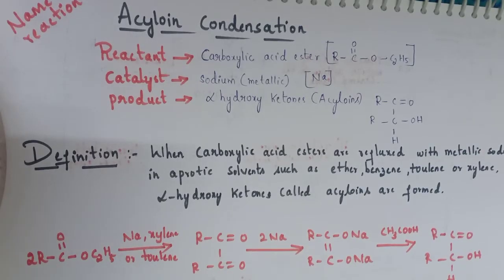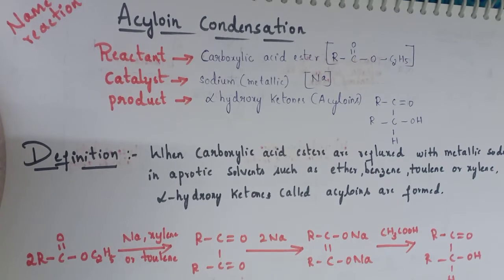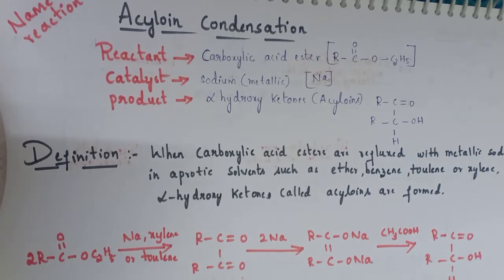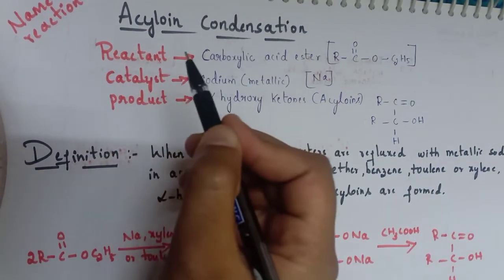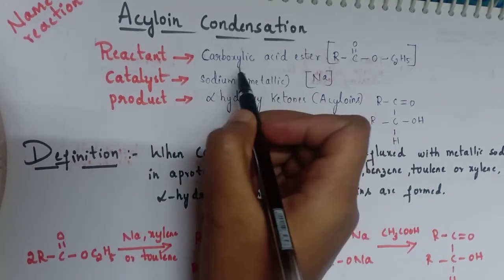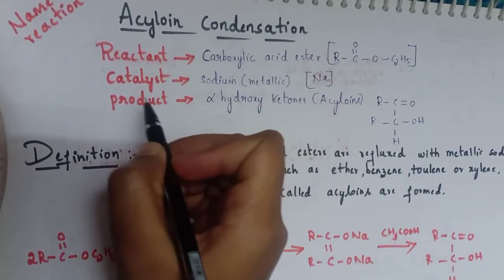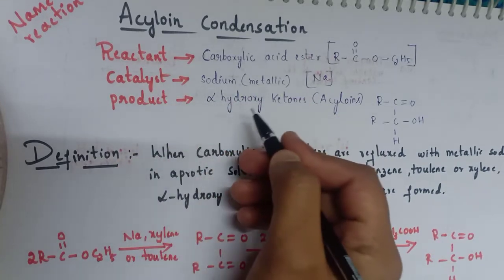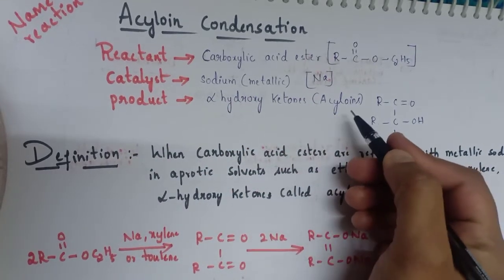In this video we are going to study the Acyloin condensation mechanism. This is a very important name reaction. So let's study it now. See here, the reactant used here is carboxylic acid ester and the catalyst is metallic sodium, and the product we will get is alpha hydroxy ketones, which are also called acyloins.